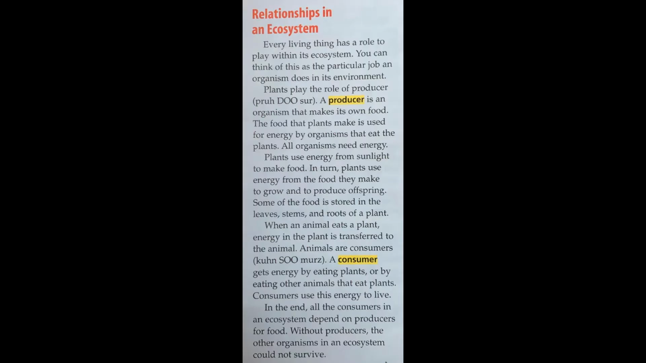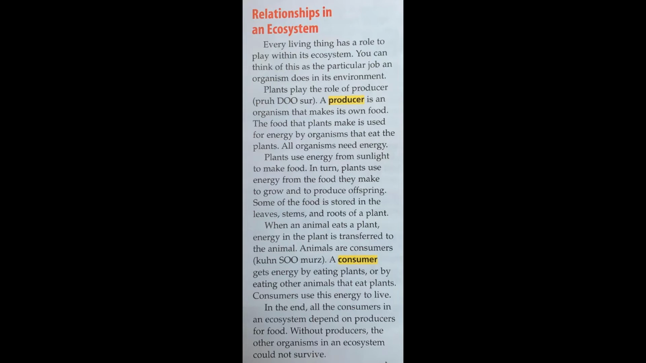Relationships in an ecosystem. Every living thing has a role to play within its ecosystem. You can think of this as the particular job an organism does in its environment. Plants play the role of producer. A producer is an organism that makes its own food.